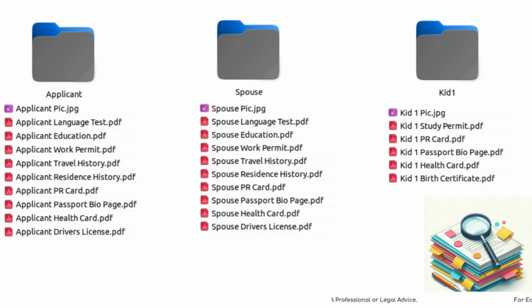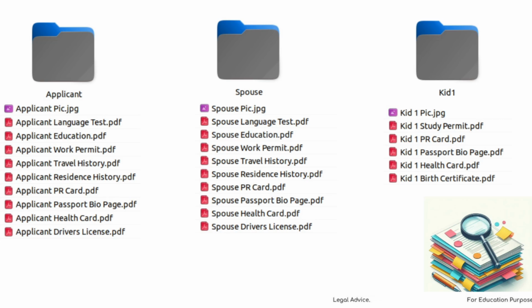Similar documents for your spouse, exactly the same documents for your spouse, but for the kid, you need one extra document, which would be the kid's birth certificate. Birth certificate is not required for the applicant or the spouse of the applicant. Also for the kid, you don't need to prove the language test, and you don't need the travel or the residence history for the kid. So for the kid, you just need the picture of the kid, the study permits, the PR card, the passport copies, health card, and birth certificate.